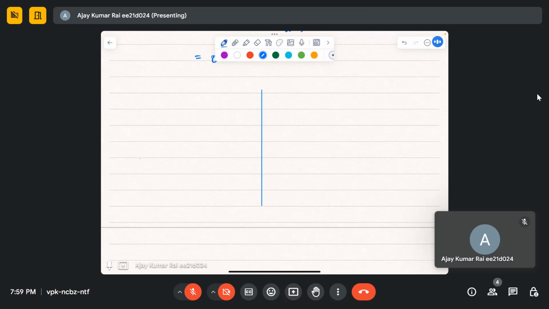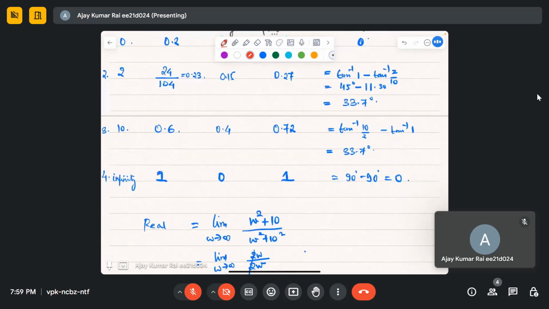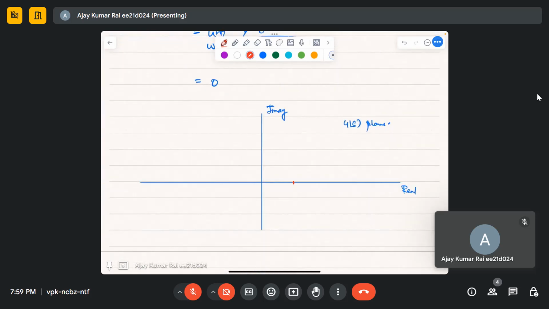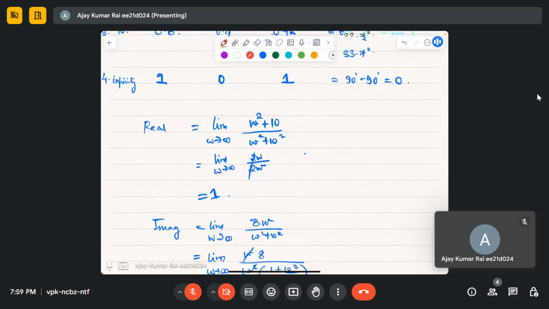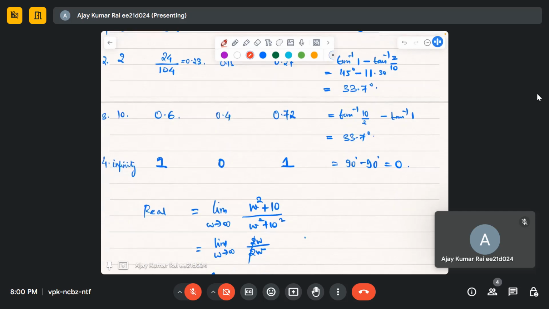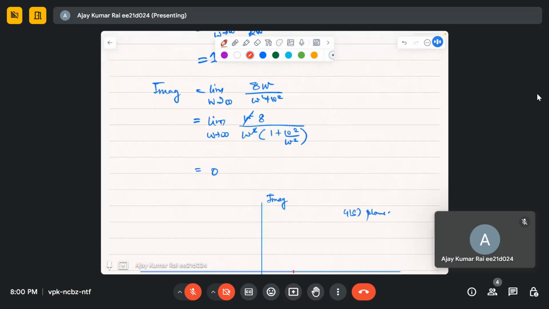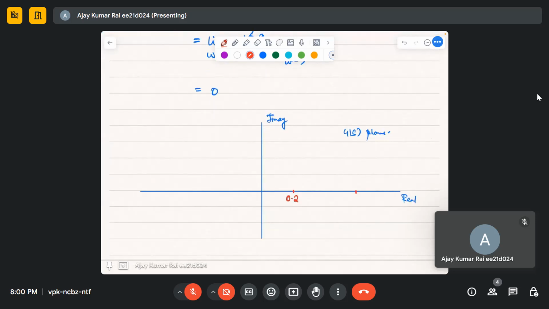So phase we are getting same. Let's first draw the plot. This is real, this is imaginary, and this is the G of S plane. At omega equal to 0, we have 0.2. Imaginary part is equal to 0. This is 0.2, and the angle is equal to 0. The other points are at 2 and 10, so they have different magnitude. And the last point is infinity. At infinity, I am getting real part equal to 1, imaginary is 0, and again the angle is also 0. So this is 1.